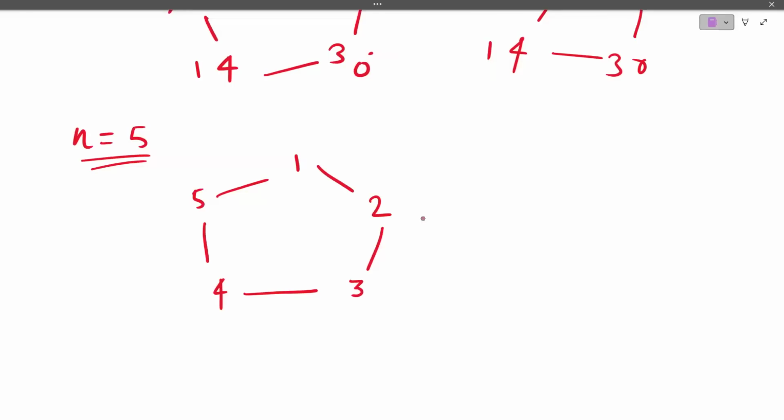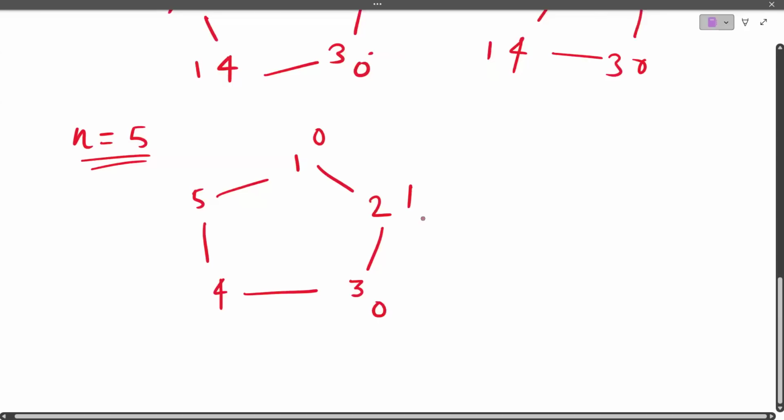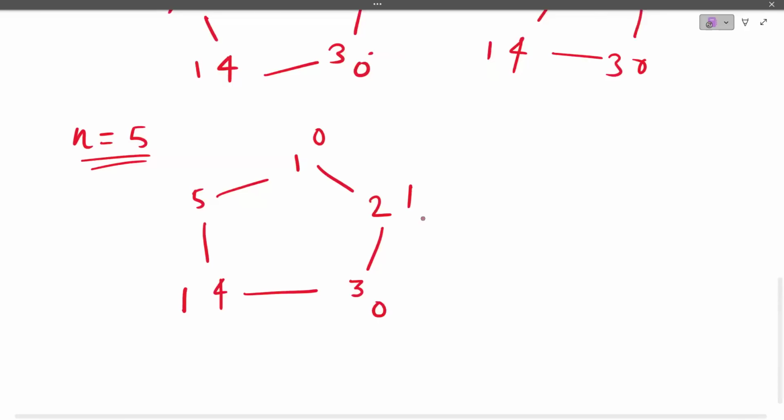So here it comes. So how will you color this? So why not extend the idea of even cycles to odd cycles also? So I mark this as 0, I mark this as 1, I mark this as 0, I mark this as 1. But now look at this. I can't mark a 0 here, right?